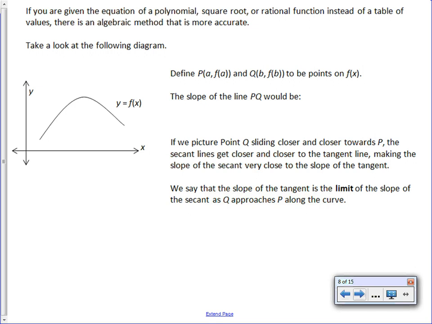So we're going to be focusing on 3 types of functions: polynomial, square root, and rational functions. I'm going to show you on this diagram here. We're going to have 2 points, P and Q, so you're going to draw along with me. We're going to choose a point P over here on the function. That's going to be coordinates (a, f(a)), and that's the point P.